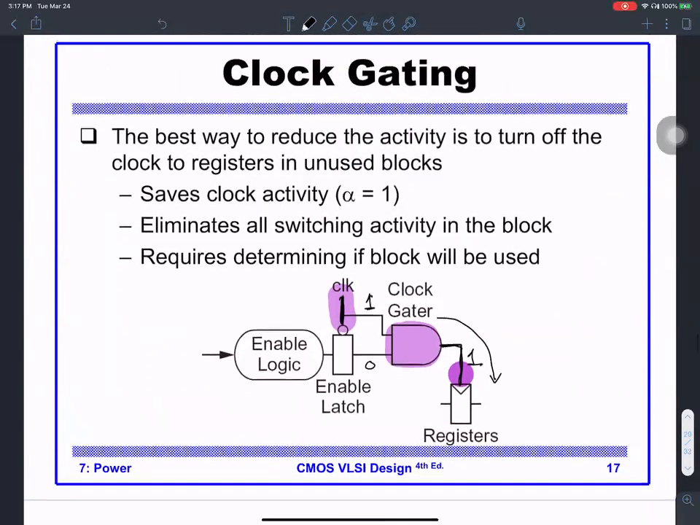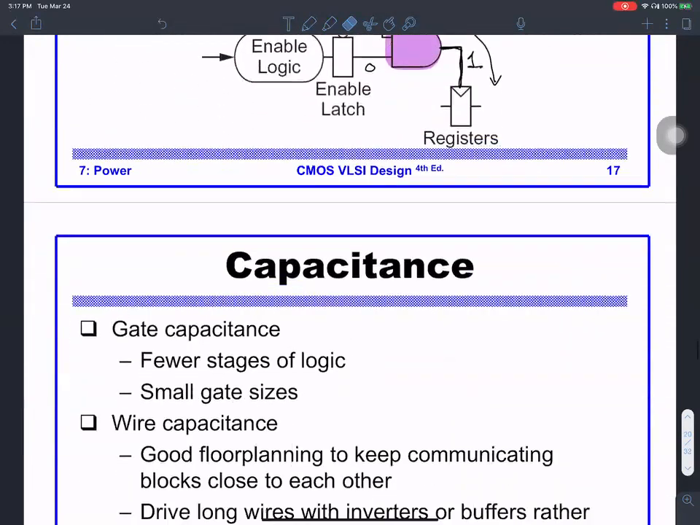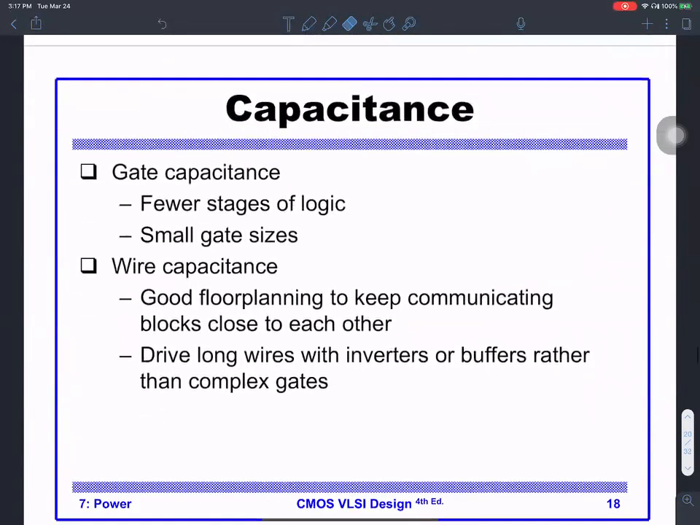So clock gating is a very interesting mechanism to cut off the clock to parts of the circuit that don't need to operate. That's one mechanism to reduce the amount of capacitance that is switching on and off. So clock gating is one technique.